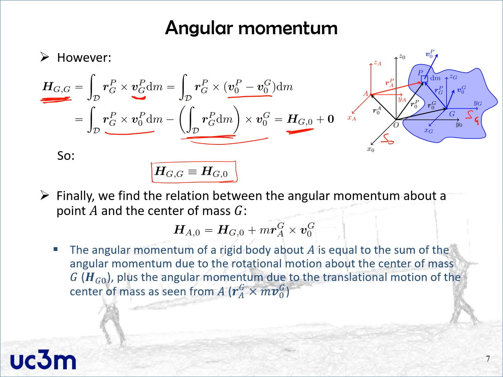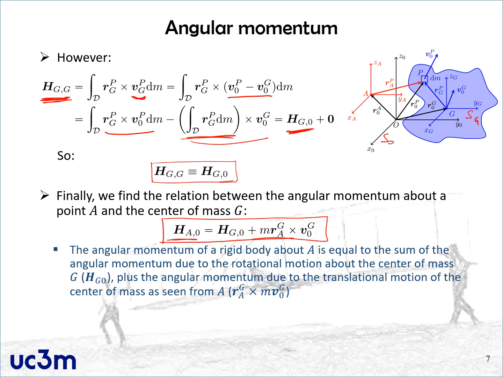So finally, gathering everything from the previous slide together, we have this expression. This expression is useful because it allows us to relate the angular momentum about the center of mass of the rigid body with the angular momentum about any other point of space, a point A, like that. And we conclude that this equality can be understood in the following way. The angular momentum about an arbitrary point A is equal to the angular momentum of the rigid body about its center of mass, which is basically due to the rotation of the rigid body as seen from the center of mass.